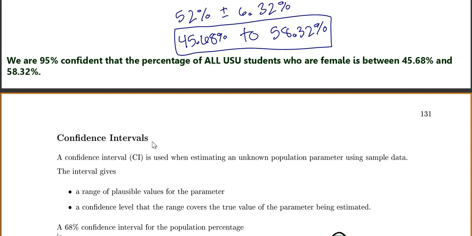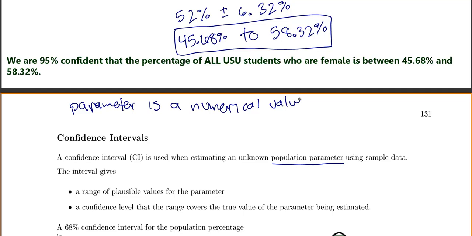A little theory: a confidence interval, which we like to abbreviate as CI, is used when we want to estimate an unknown population parameter. Do you remember what a population parameter is? A parameter is a numerical value, something that we calculate for a population. In other words, a confidence interval is used when we want to estimate some unknown value for our population, and we estimate it using our sample data.